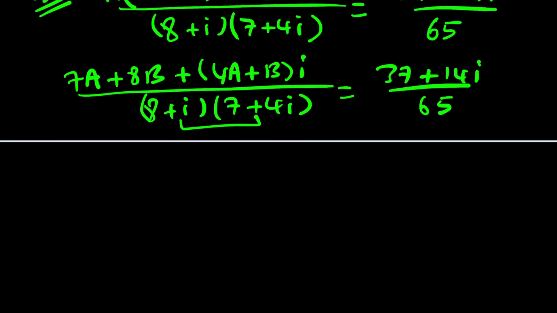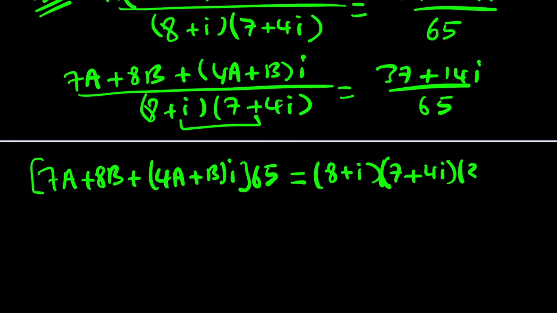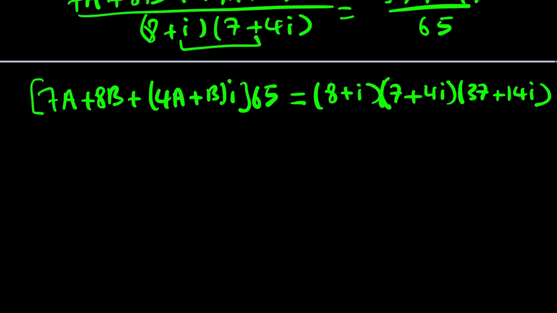So this is going to turn into the following: 7a plus 8b plus 4a plus b as the coefficient of i. That is multiplied by 65, and that is equal to 8 plus i, 7 plus 4i, and 37 plus 14i. Beautiful, right? Not really. But anyways, distributing the 65 over, we're going to get something like this. We can leave it like that for now, or just forget about 65. You don't really care. Let's distribute these first.